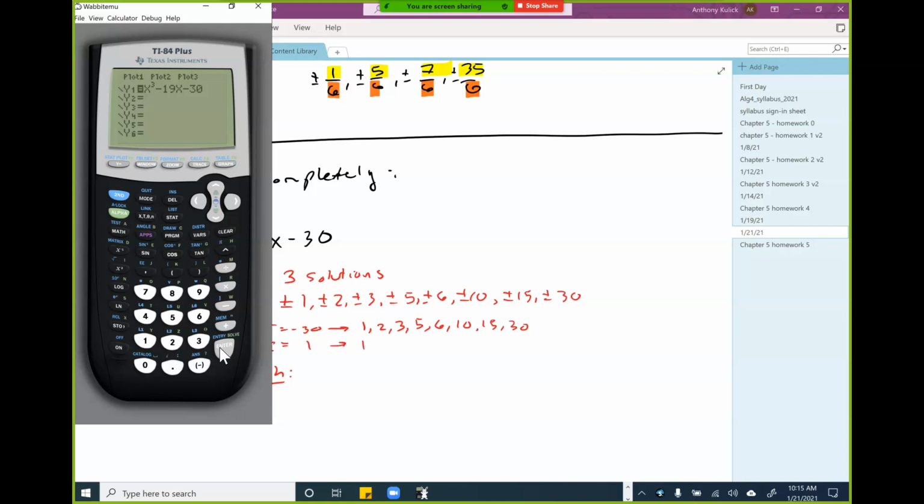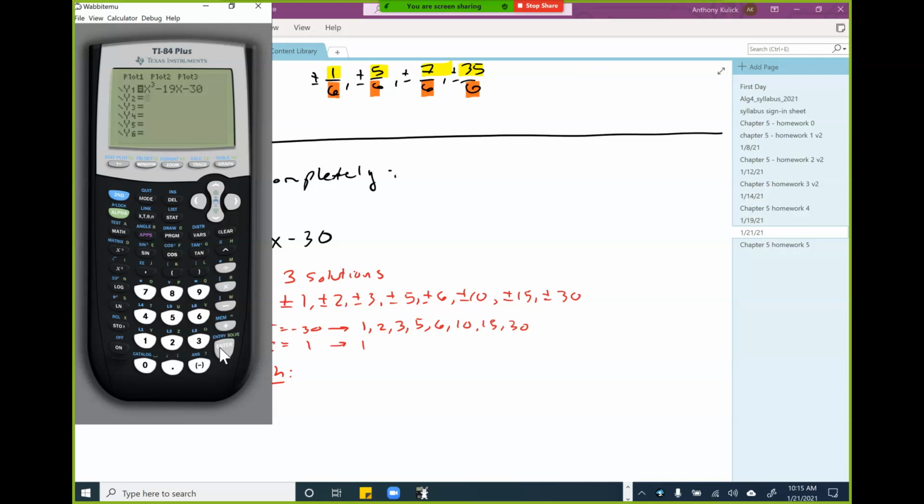So I'm going to go to my window and set that to match. I'm going to go negative 30 to positive 30. And then I'm going to do a little bit less for y, negative 3 to positive 3, because that'll be easier to see what's going on if I'm a little more zoomed into the x-axis. But it doesn't really matter. All we need to be able to do is pick out the x-intercepts. Everybody's okay with that? So I'll hit graph and look at my picture.